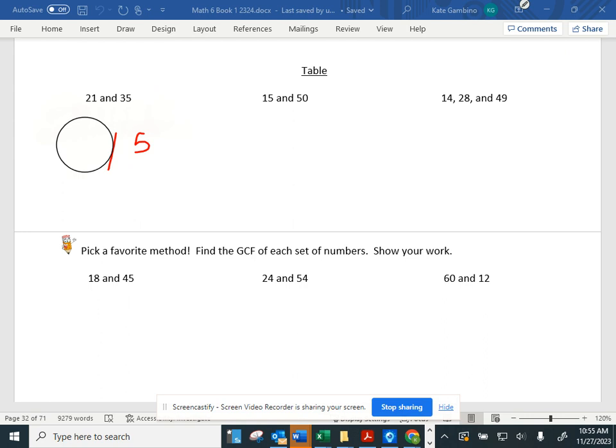Any questions on any of those methods? Doesn't matter which method you use, you'll get the same answer.